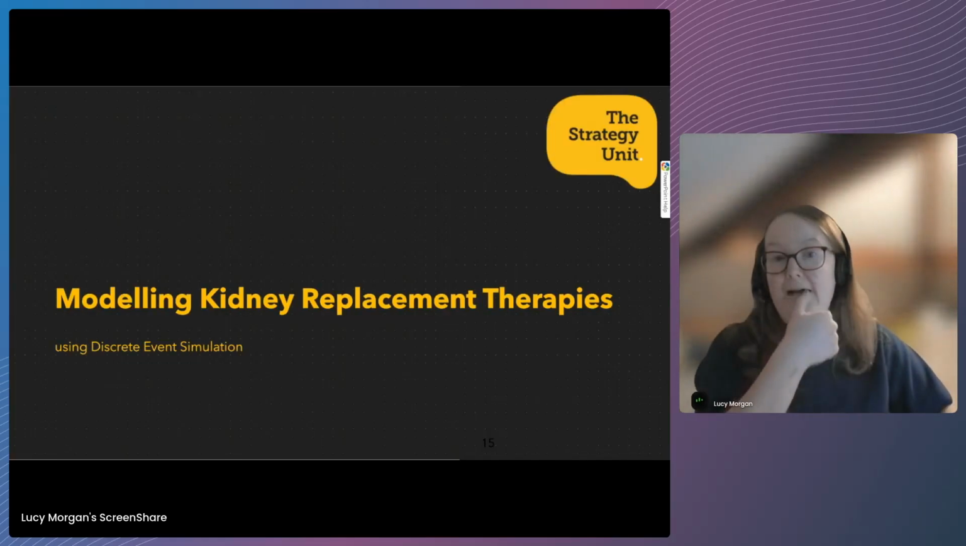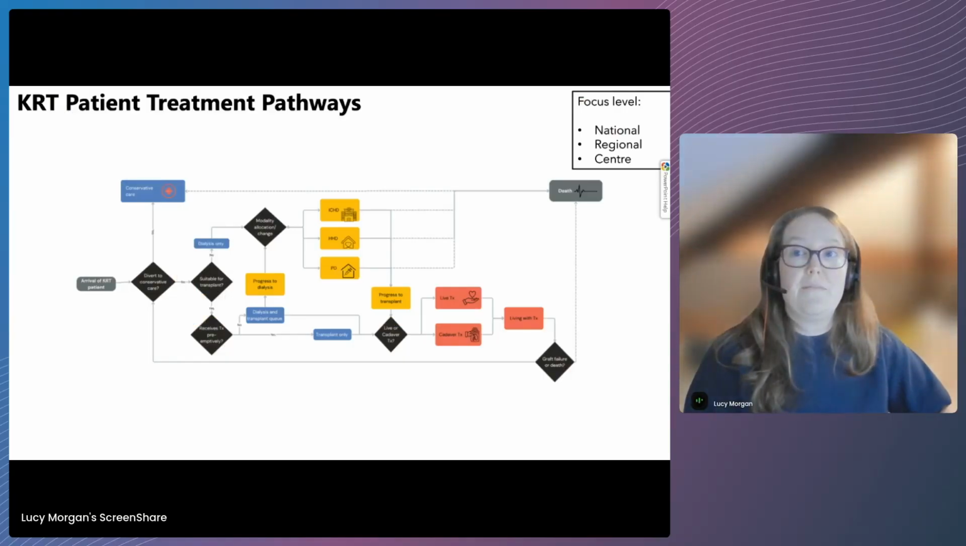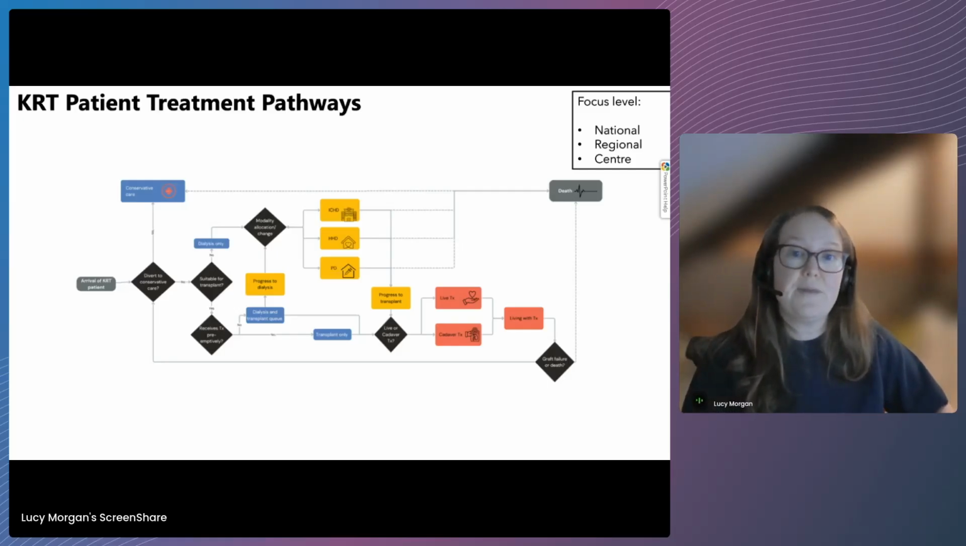Okay, I'll quickly now talk about modelling kidney replacement therapy using discrete event simulation. So as I said before, we're using discrete event simulation here because we're looking at how patients specifically flow through the model.